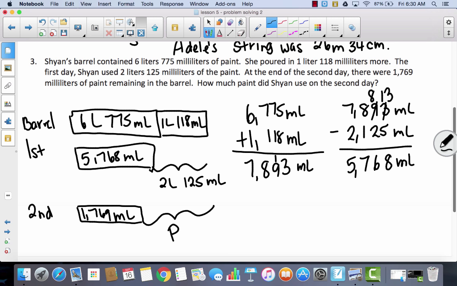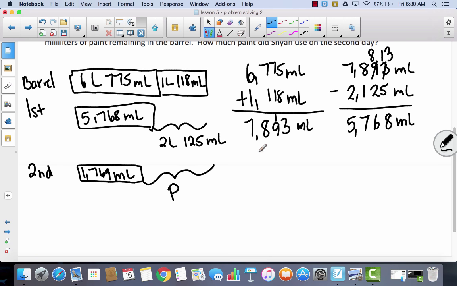So when she began her second day, she had 5,768, but at the end of the day, she had 1,769. So how am I going to figure out how much she used? Well, I'm going to subtract one more time, right? I'm going to take 5,768 milliliters, and I'm going to subtract 1,769 milliliters. I want you to find the difference, and then I want you to write the answer as a statement, and then we'll come back and compare answers.